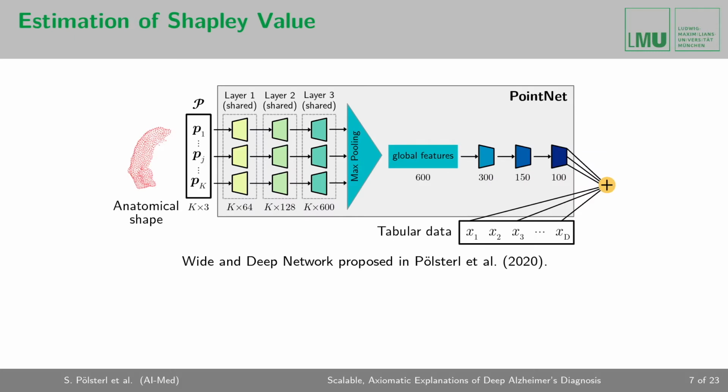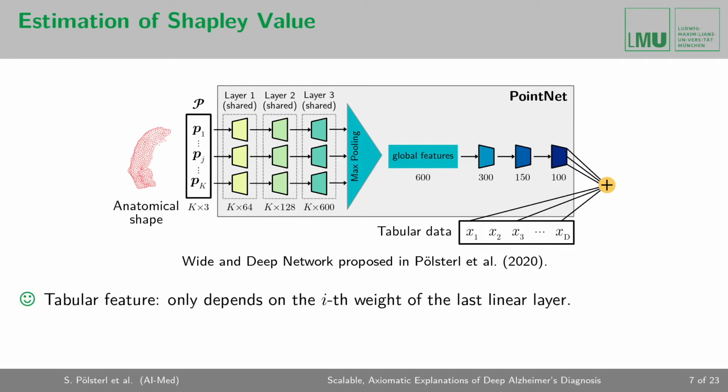The figure at the top shows the architecture of the network we are using to predict dementia. This network has been proposed in our previous work and is essentially a combination of a point net that takes a point cloud and a linear model that takes the tabular data. Therefore, it is called a wide and deep network. This model has the advantage that we can estimate the Shapley value of the tabular features by just looking at the coefficients of the final linear layer. This is because a linear model has no interactions among features.